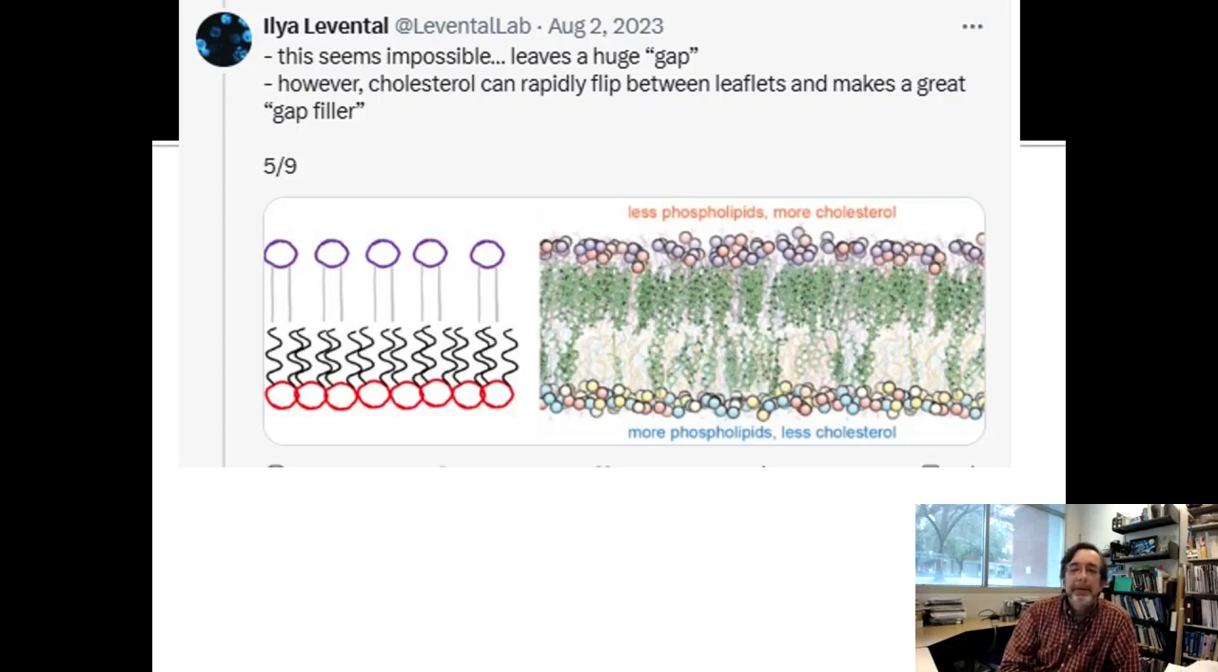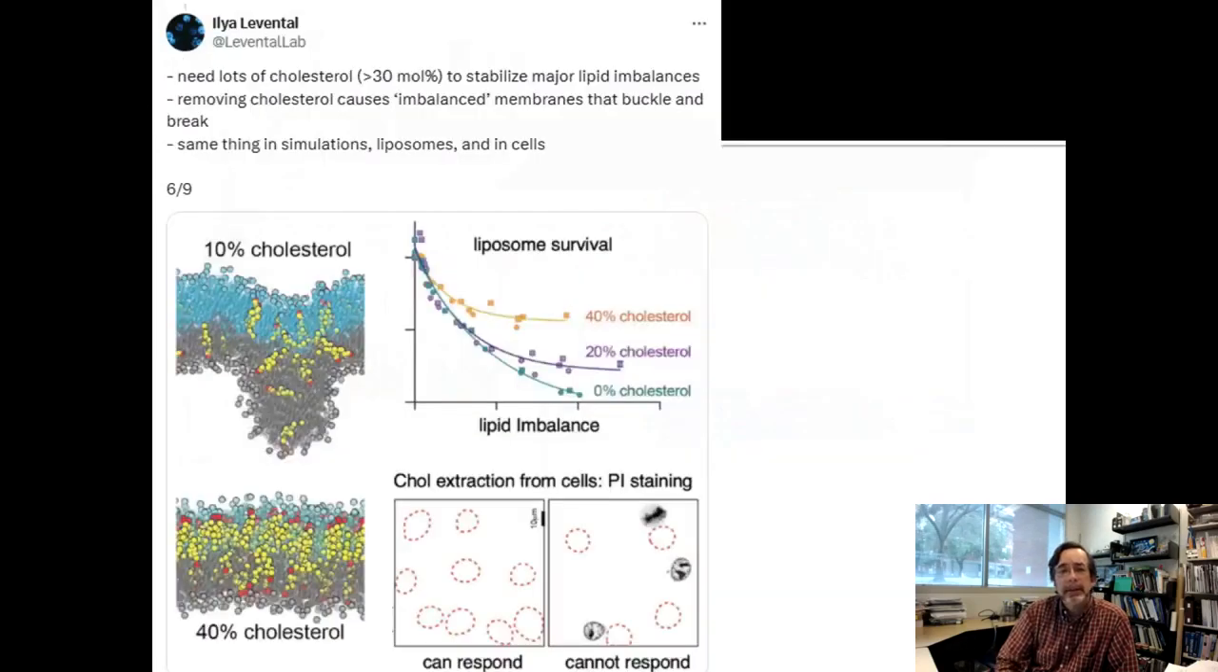So when there's fewer phospholipids, cholesterol sort of hops over to fill in the gaps. And they're showing the cholesterol in green on this particular issue. If you have like 40% cholesterol, it allows the imbalance to take place. If you have only 10% cholesterol, then you start to get bulging lipid membranes. And you have a picture of that on the top left here.